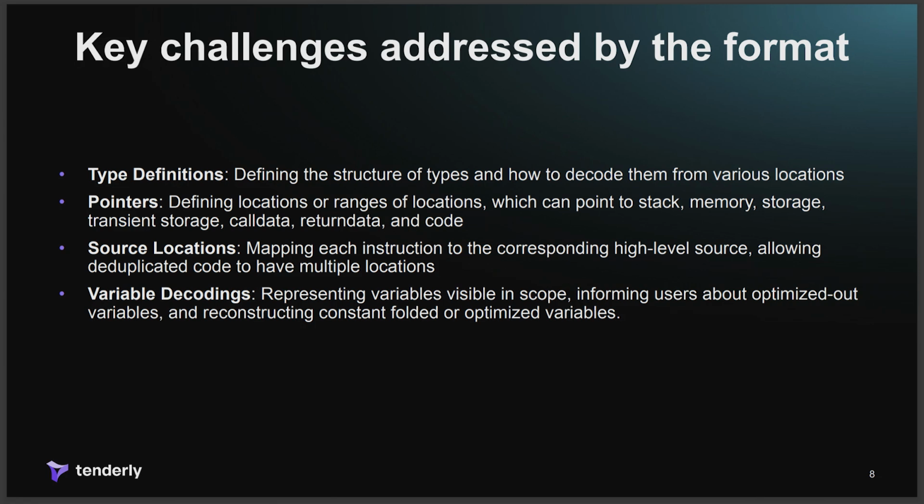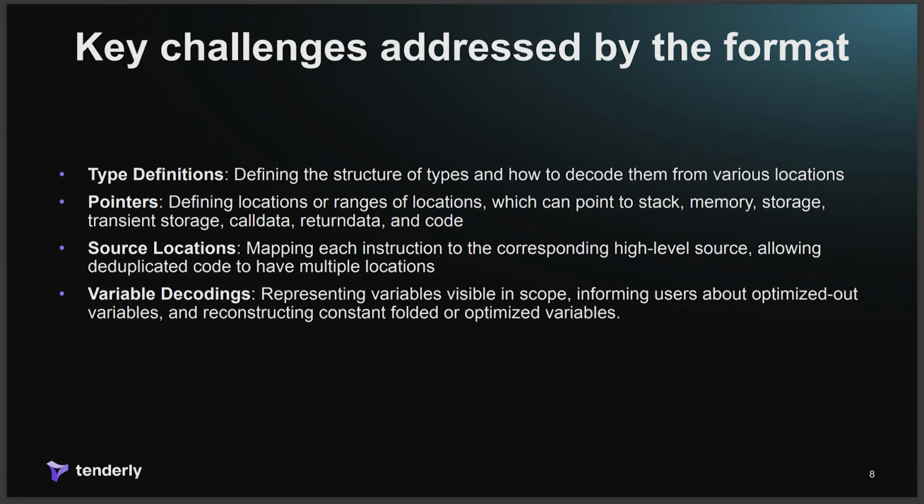Pointers are also very important. They work together with the type definition. They should help us understand how to decode some specific information from the low-level EVM. So ideally they tell us where to look for some information. Is it on the stack? Is it in memory? Is it in transient storage? Is it in return data? Is it in code?